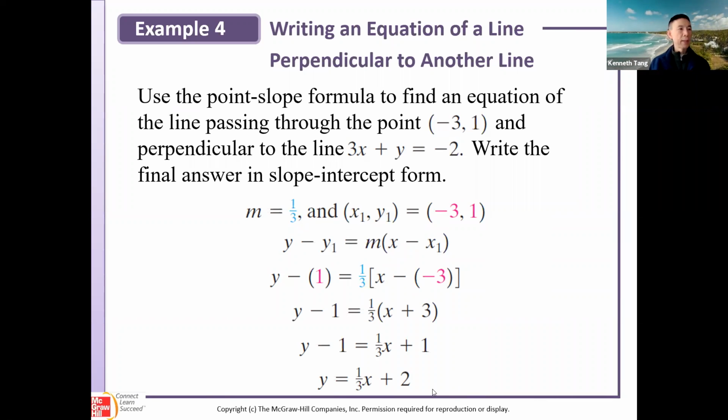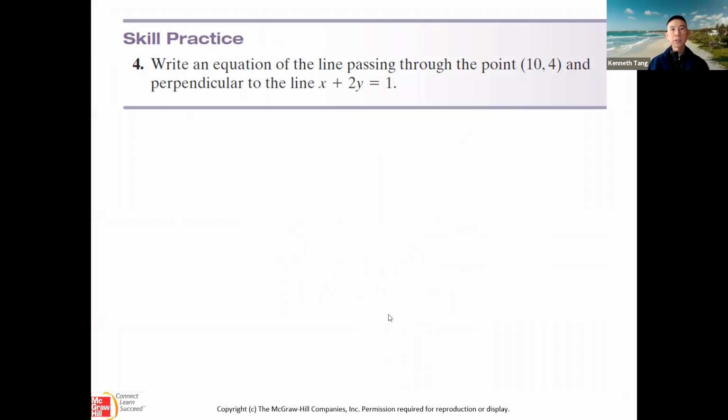y-intercept form. So here they want you to write the equation of the line passing through the point (10,4) and perpendicular to that line. So you have x + 2y = 1, and now you can just use the same idea: find the slope for that equation, then always use the opposite reciprocal for that slope, and then use the point-slope formula, substitute that point into it, and solve until you get to your y-intercept form.